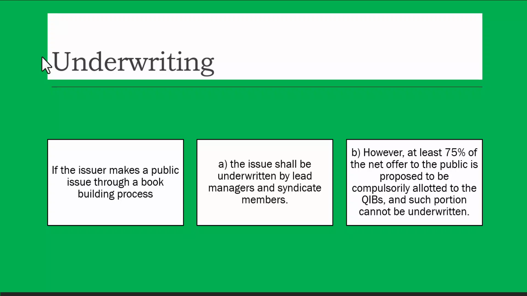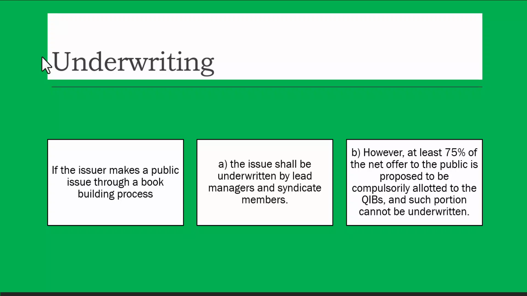So in that case, 75% of the money has to be subscribed by the institutional buyers who are called QIBs. And there are 13 such institutions which have been classified as QIBs. So the majority of the money should come from them. Only the rest 25% should be from the public. Okay, not more than that.